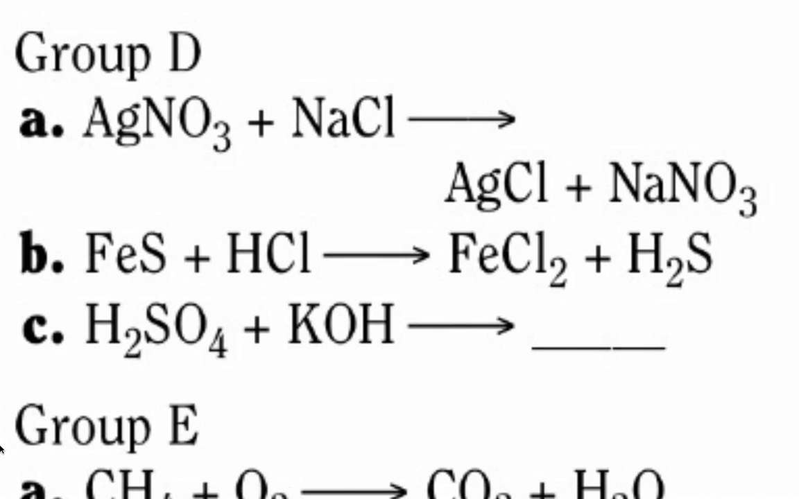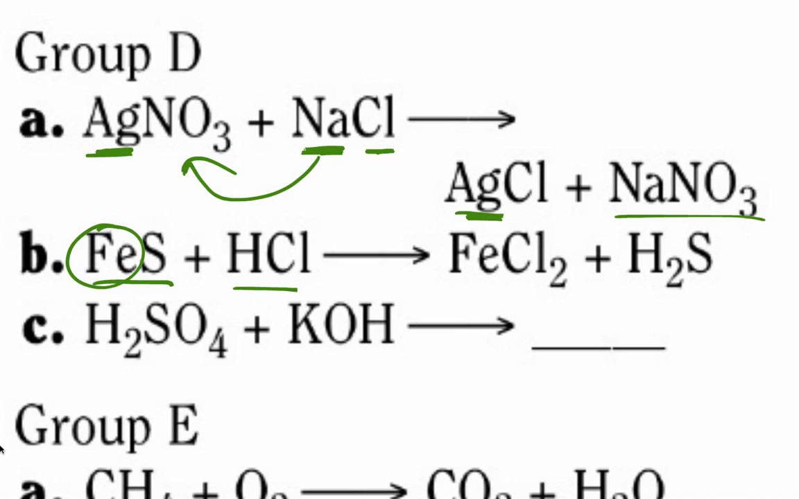Now notice all of these are double replacement options. Silver and sodium switching spots. So silver is bonded to the chlorine, sodium to the nitrate, and they switch them off. So we take them apart, swap the cations, and those are our products. Next one, iron sulfide and hydrochloric acid. Similar thing, iron with the chlorine. Here we go. Hydrogen with the sulfur, and there's our other product. C here, also a double replacement.